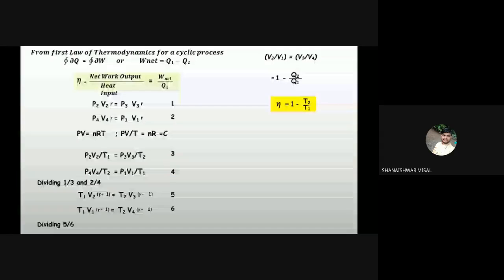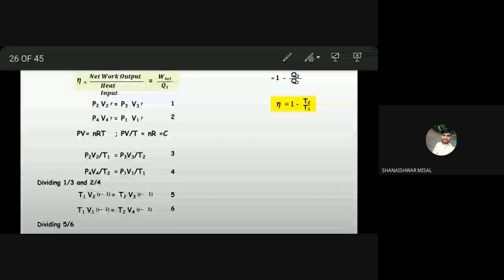P3 V3 upon T3 is equal to P2 V2 upon T2. Okay, P1 V1 upon T1 is equal to P3 V3 upon T3.